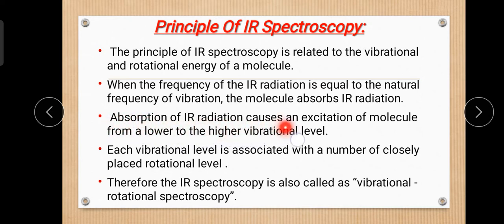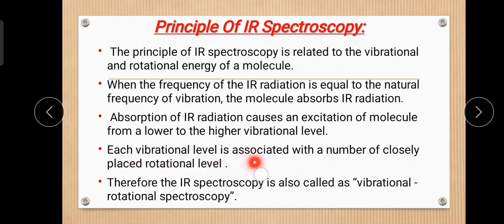Absorption of IR radiation causes an excitation of a molecule from a lower to a higher vibrational level, and due to absorption there is an increase in energy, and due to that increase in energy there is an excitation process. That means the molecule goes from a lower level to a higher level, that is, a vibrational level.